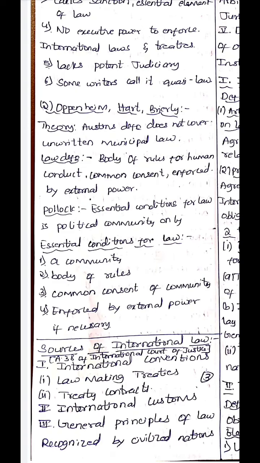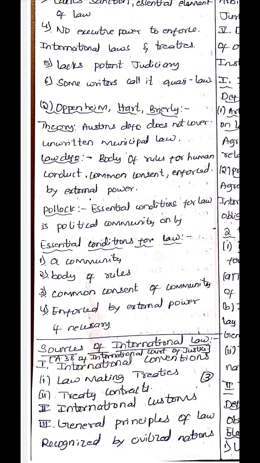Oppenheim's view. So, what is Oppenheim's view? Oppenheim says that Austin's definition does not cover unwritten municipal law. What Oppenheim argues is that there are states which have an unwritten constitution, and yet they are sovereign, and they have laws, and their law is called a law. So, this is Oppenheim's argument.